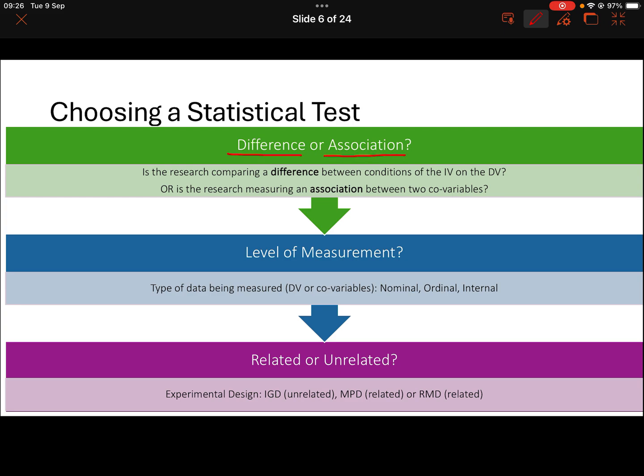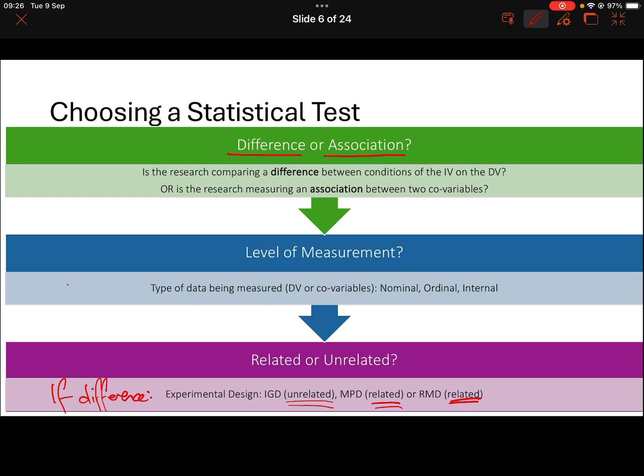We then need to identify if it's a test of difference, and only if it's a test of difference, what is the experimental design? Are we dealing with unrelated data or are we dealing with related data? And then finally, we need to look at our level of measurement.